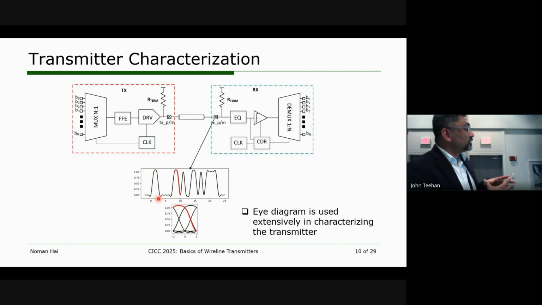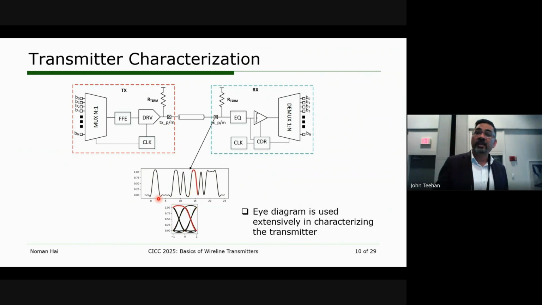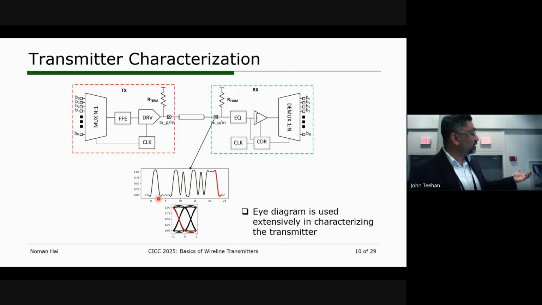In order to see the whole waveform, it's not very easy for us to look at all of it. So we came up with a very important concept in wireline transmission: the eye diagram. The eye diagram tells us a lot about how our transmitter is working through a channel. And you can see what the eye diagram looks like. I tried to make this animation more interesting, but let's see if it's interesting enough.